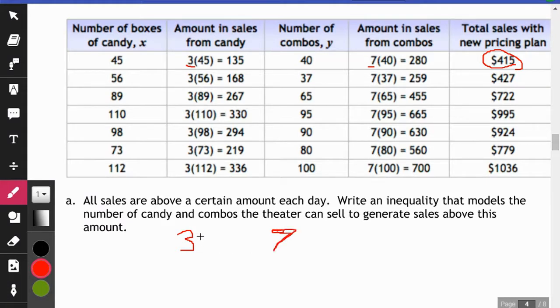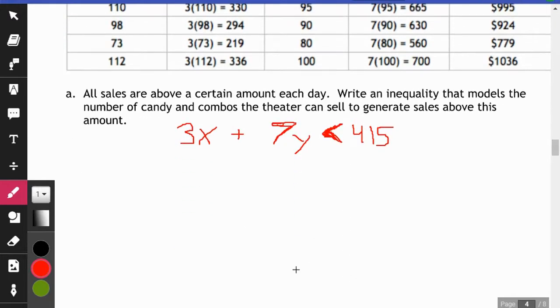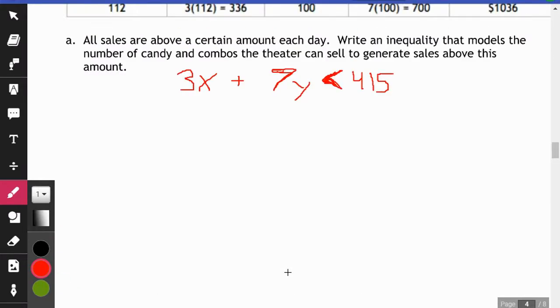And so all we have to do is put an x and a y. Now I sell some candies for $3 a piece and some combos for $7 a piece, and it adds up to make at least 415. But they want to make above that amount. So we're not going to say equals to, we're going to say greater than. And there, that'll work since they're being confusing.